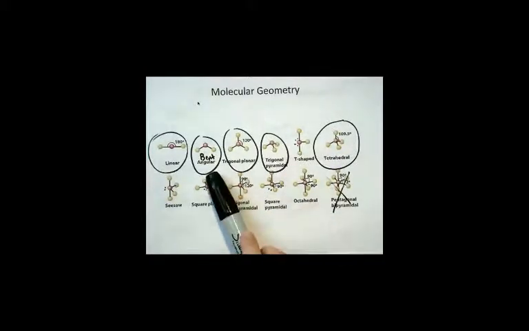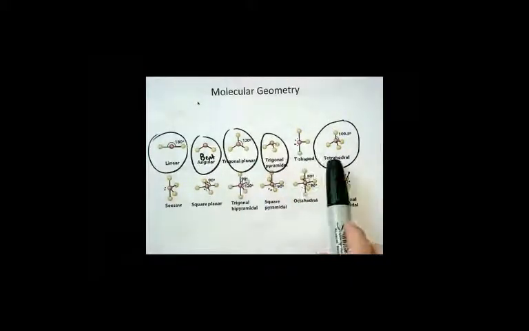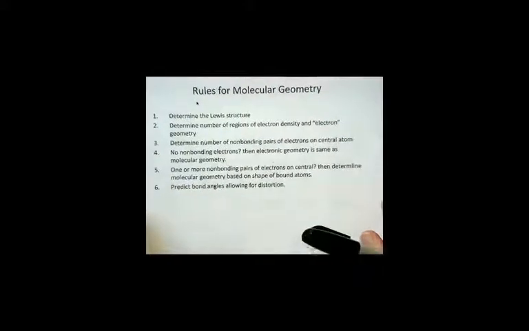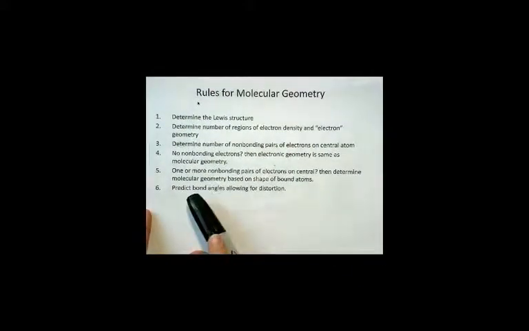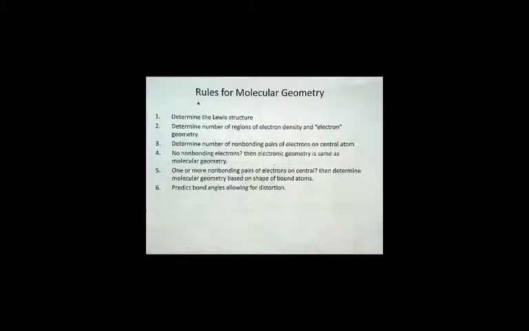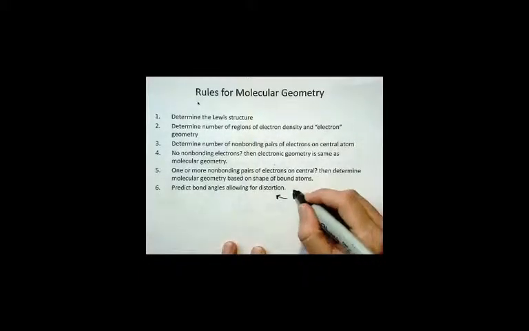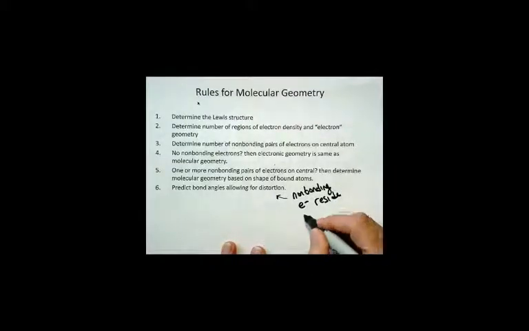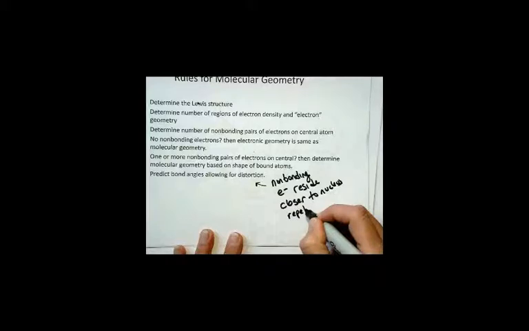You could have angular, and the electronic is trigonal planar or tetrahedral, or you can have trigonal pyramidal, and it's got one non-bonding pair, and it was tetrahedral. Okay? And so then also you want to be able to predict the bond angles allowing for distortion. And that is, if you have non-bonding pairs of electrons, and you should have seen this in your POGIL activity, non-bonding pairs of electrons on the central atom reside closer to the nucleus, so they repel the bonds more.